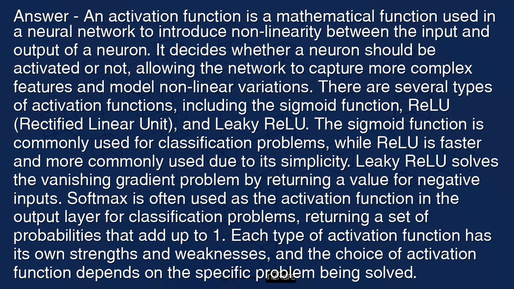There are several types of activation functions, including the sigmoid function, ReLU (rectified linear unit), and leaky ReLU. The sigmoid function is commonly used for classification problems, while ReLU is faster and more commonly used due to its simplicity. Leaky ReLU solves the vanishing gradient problem by returning a value for negative inputs. Softmax is often used as the activation function in the output layer for classification problems, returning a set of probabilities that add up to 1. Each type of activation function has its own strengths and weaknesses, and the choice of activation function depends on the specific problem being solved.